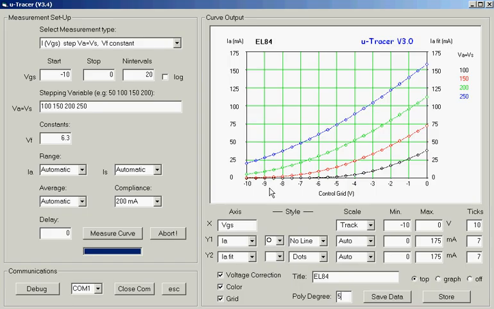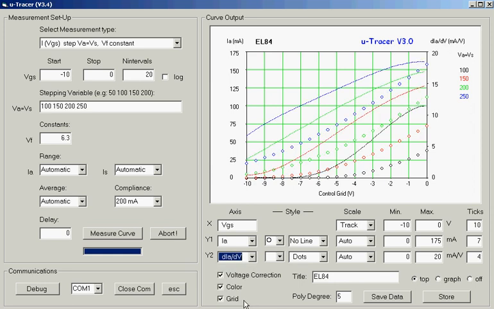Once a perfect fit is obtained, we can select here the derivative of the fitted anode current, which already gives the transconductance. And we see that for a grid bias of -7 volts here, a transconductance of about 11.4 is obtained, which is an excellent value and exactly the value specified in the datasheet.